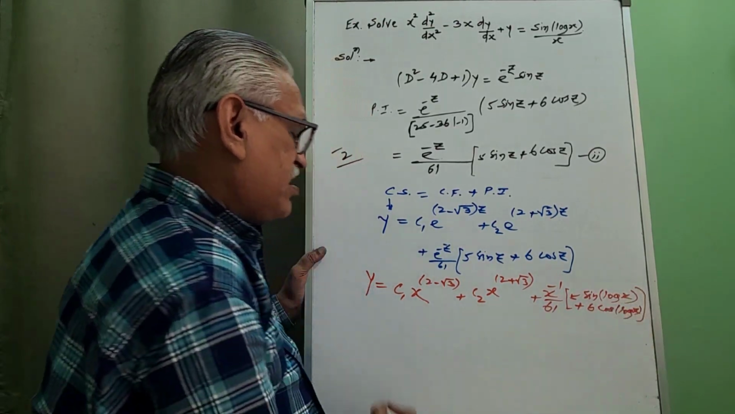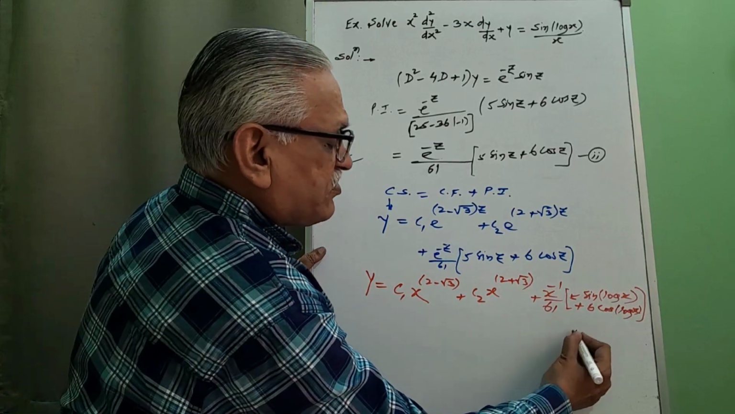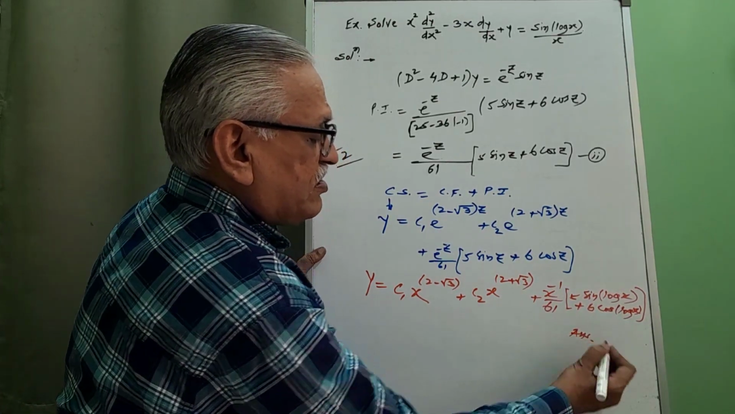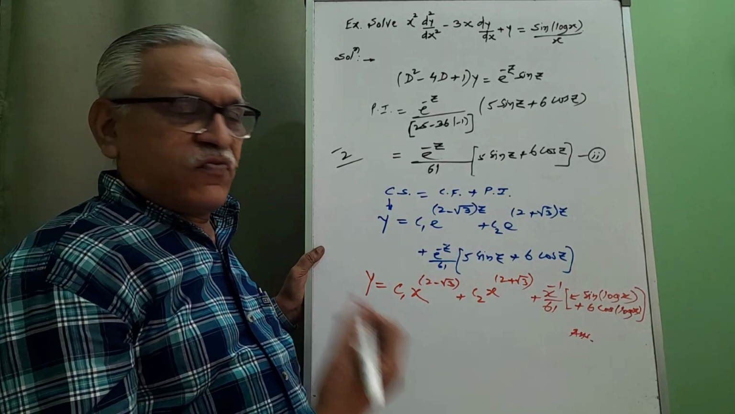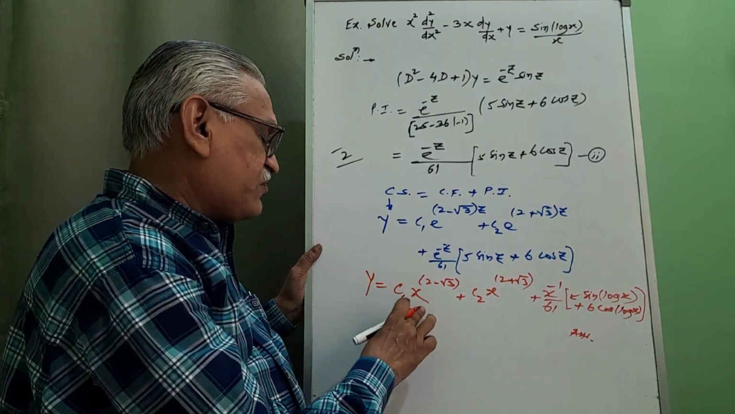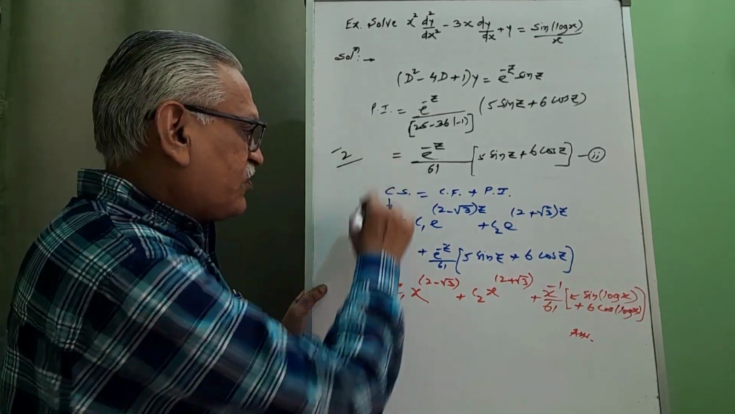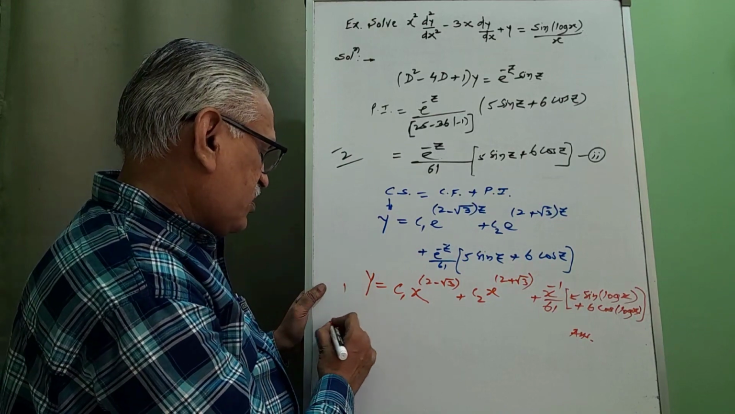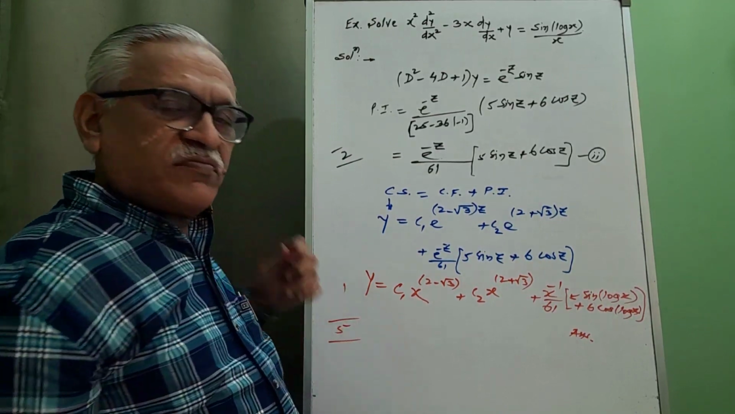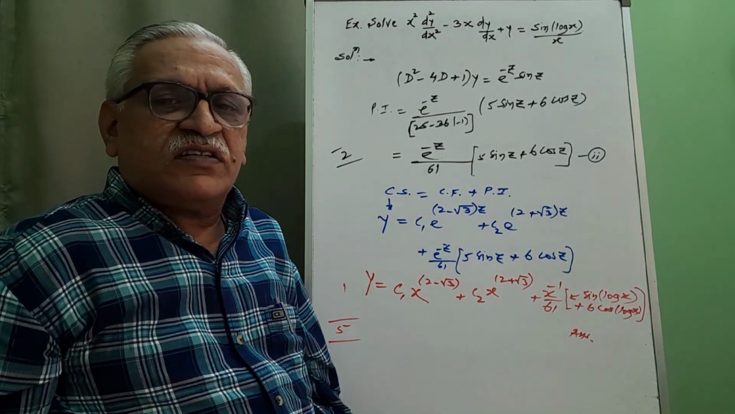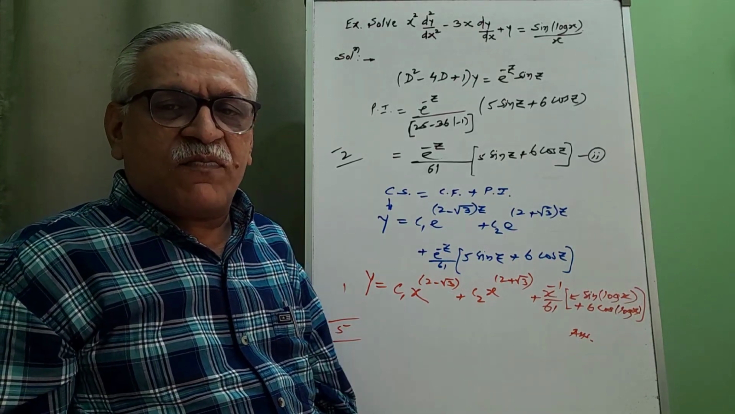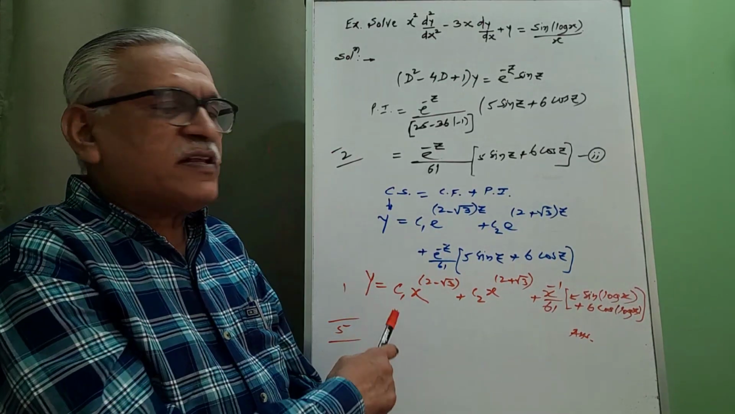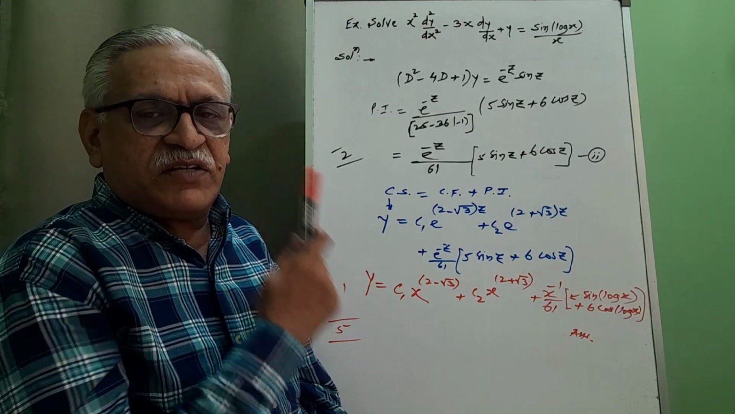And whatever this last step, that is the required solution or required answer in terms of x and y. For this step you will get 1 mark, total 5 marks. This is generally the scheme of marking. Therefore remember the steps, remember the scheme of marking also.